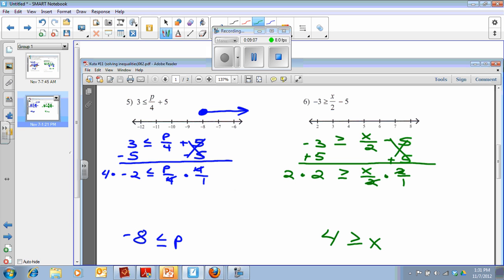Now when I graph this, I have to read the variable first. All my solutions for x have to be less than or equal to 4. So because they're less than or equal to 4, it includes the number 4, and I need to go in the less than direction.